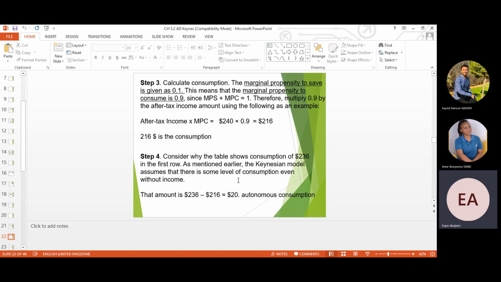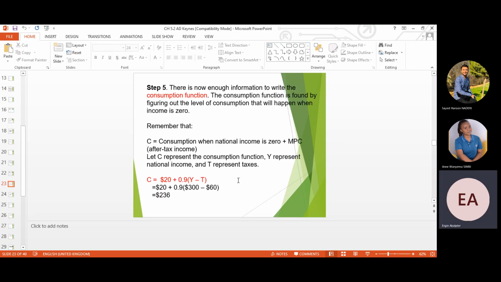estimation model. And step 4, consider why the table shows consumption of 20 in the first row. As mentioned earlier, the Keynesian model assumes that there is some level of consumption even without income. That amount is 236 minus 216, which gives you the $20, which is autonomous consumption, as I mentioned to you. Autonomous consumption means, whether you are working or studying or not working, the amount of money that you have to consume, because we require some money to survive, even if we are working or not working.